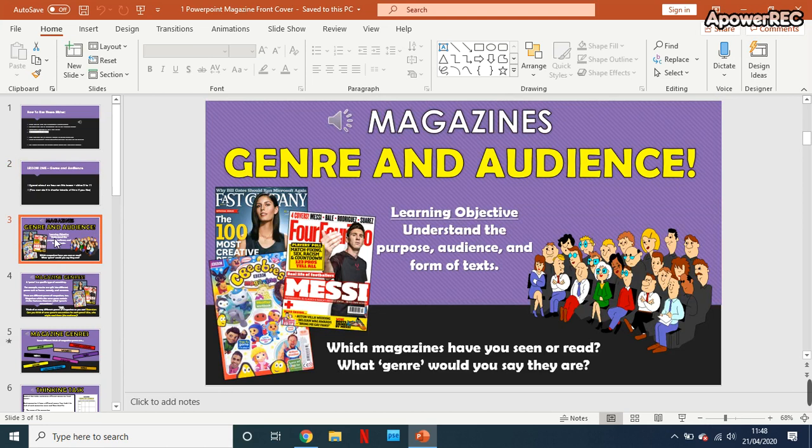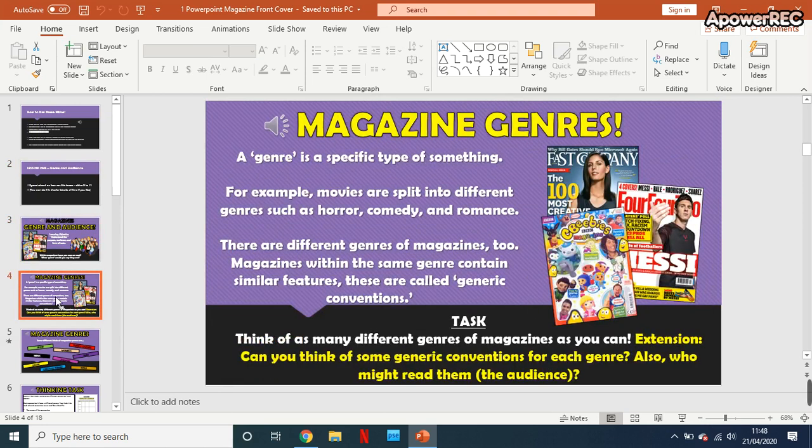So just like when you go to the movies and you see horror films or comedy films or romance films or spy films or cowboy films or alien movies, what types of magazines are there? Can you group all those titles into different groups? And this is what we call genre. And then for each of those groups, can you think about those magazines?